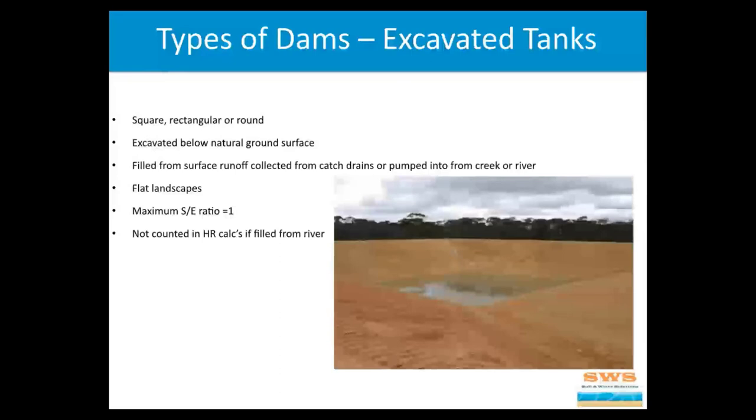We spoke previously about excavated tanks and not the need to include them in our harvestable rights. So excavated tanks, or turkey's nest dams for want of a better word, again, storage to earth ratio is generally 1 to 1, but they're generally used to capture water pumped from creeks or rivers. We use that if you've got a high flow licence or an irrigation licence, you're pumping from the river, and have the ability to store the water and then reuse it when you choose on your property. Again, like we've spoken, it's not calculated in harvestable rights if it's filled from the river and it doesn't capture any flows from the natural catchment upstream.